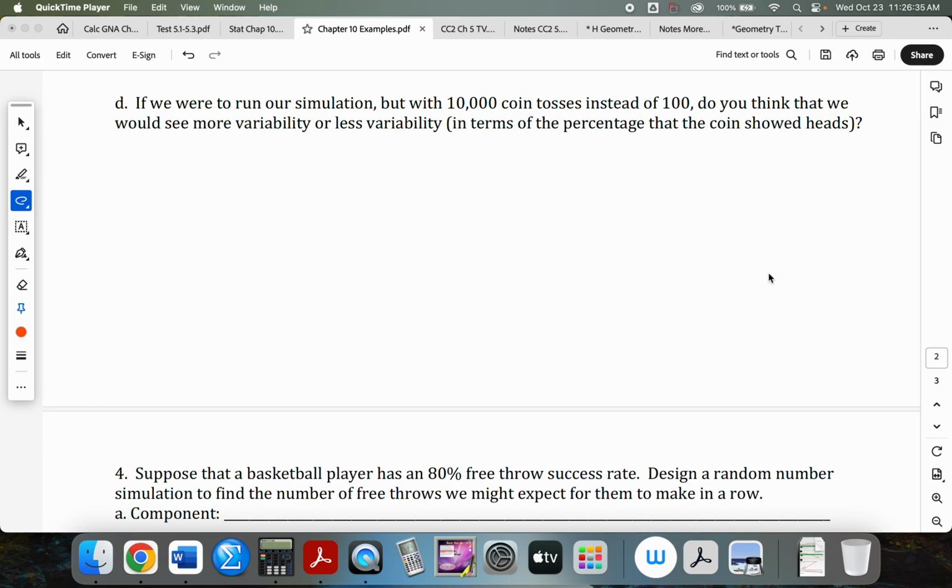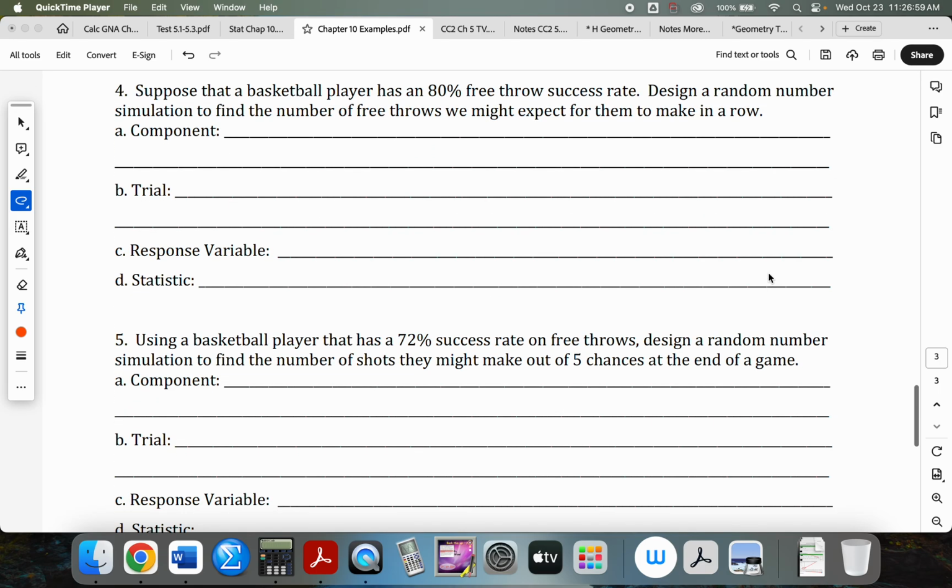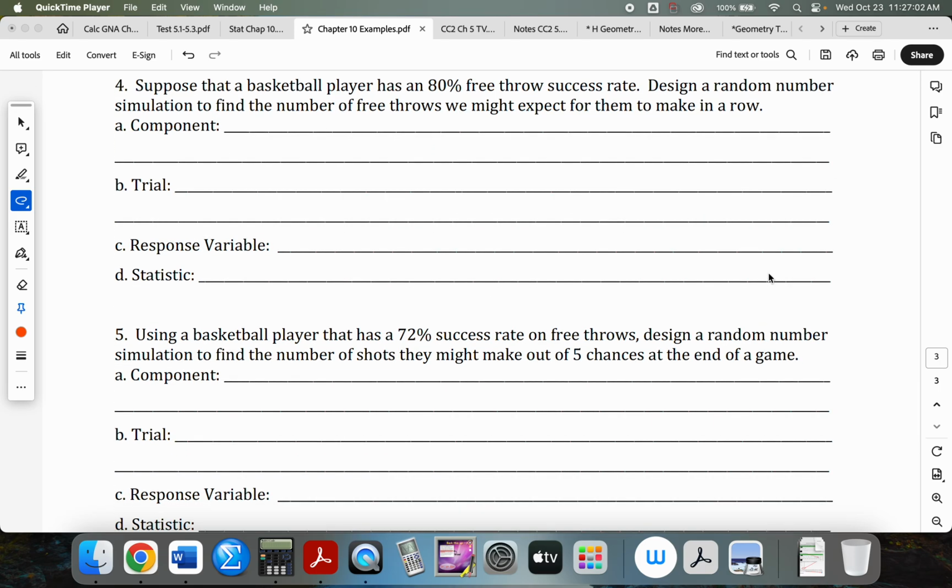Wait, are we thinking like the regular coin or just the weighted coin? We're not talking about either of those. We're talking about our simulation. Our simulation will show less variability in terms of percentage, a smaller standard deviation, if we do this 10,000 times than if we do it 10 times. Yes, that makes sense. Okay? All right, so let's look at some of these. By the way, that's something that we'll study later. It's called the central limit theorem, where if you do this over and over again, you tend to hone in on the theoretical probability.